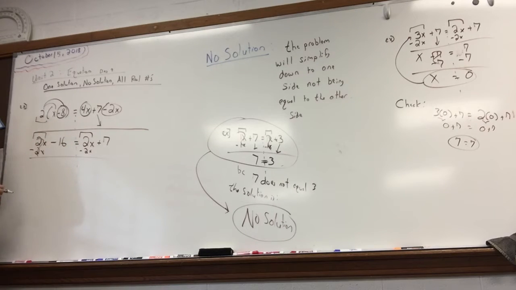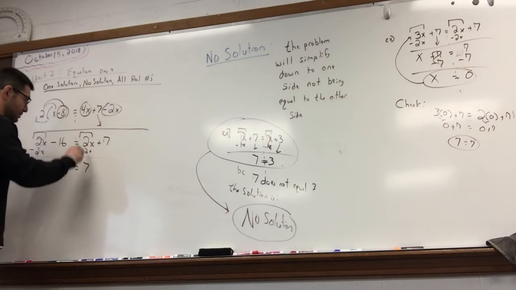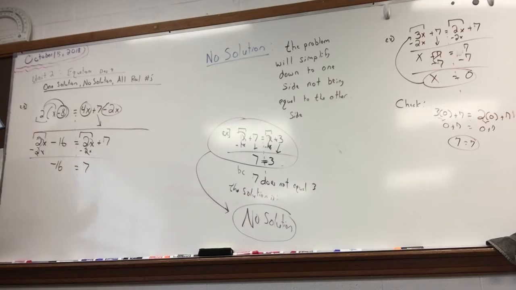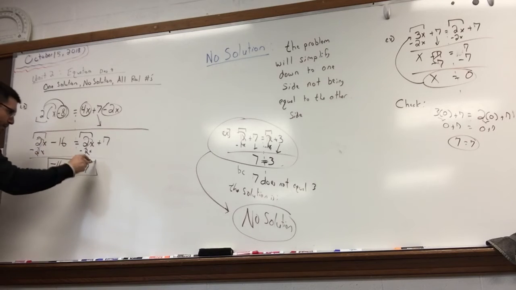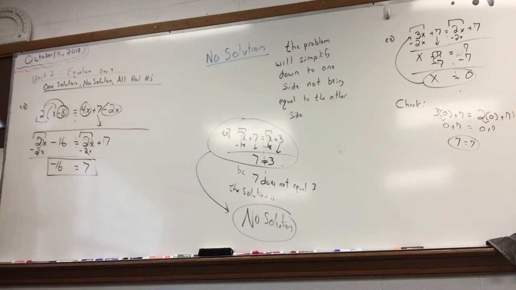2x minus 2x is 0. What comes down? Negative 16 equals 2x minus 2x is 0. What comes down? 7. So now I have this as an answer. Negative 16 equals 7. In what world does negative 16 equal 7? None. So is this my answer? No. What do we have to put? No solution.